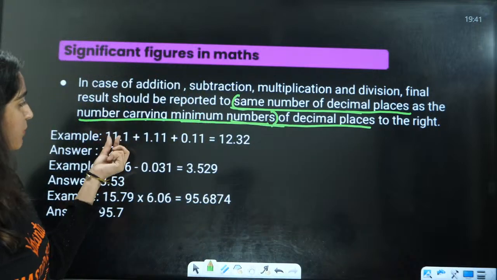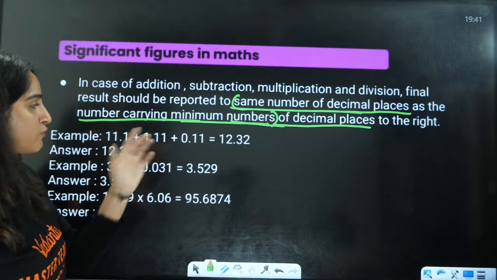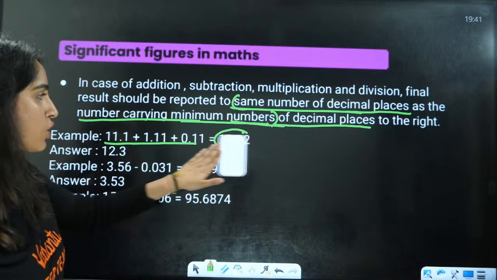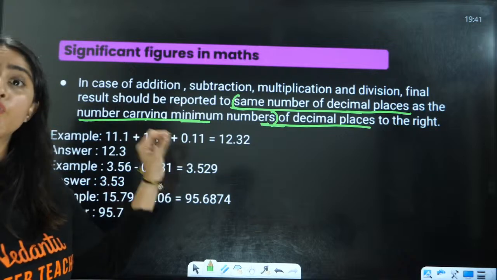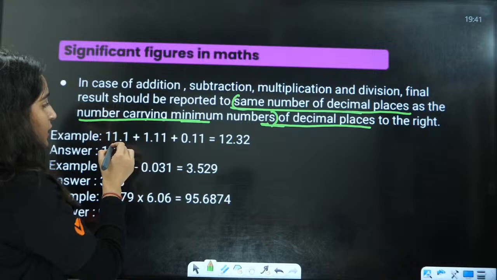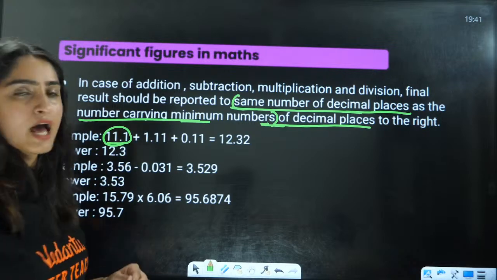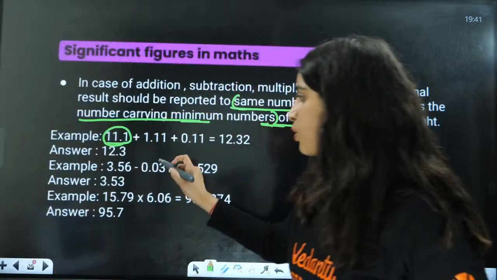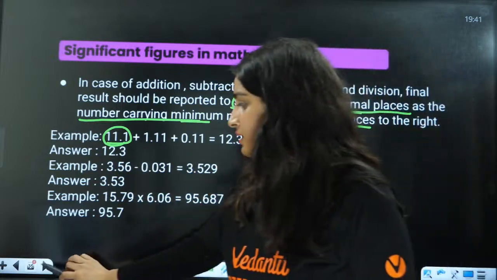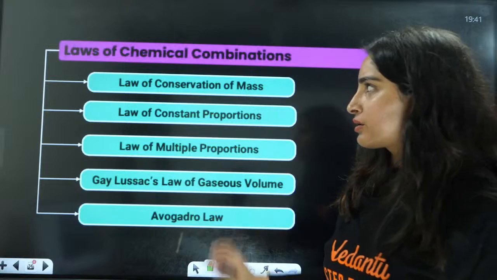For example, I am talking about 11.1 and 1.1 in this. So after this, the result will be 12.32, right? Okay. So what will be the final answer here? The final answer will be according to the minimum decimal unit. This one has the minimum decimal unit. So in that case, we will have 12.3 only, right? Okay. This is also not asked in your exams.